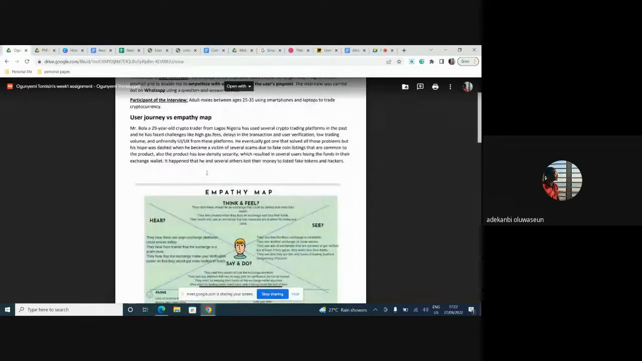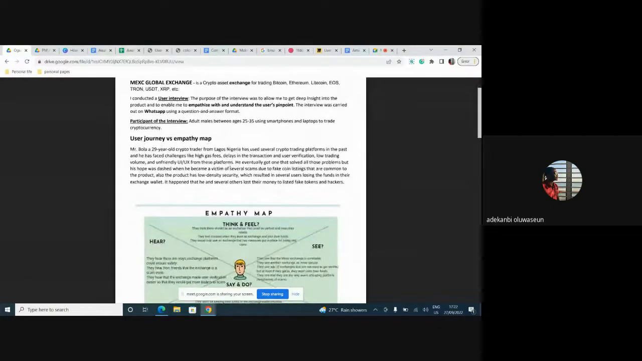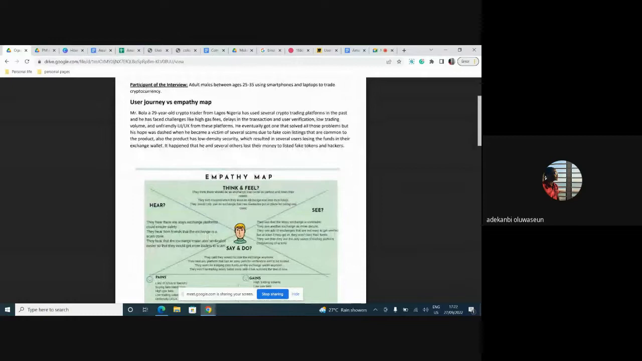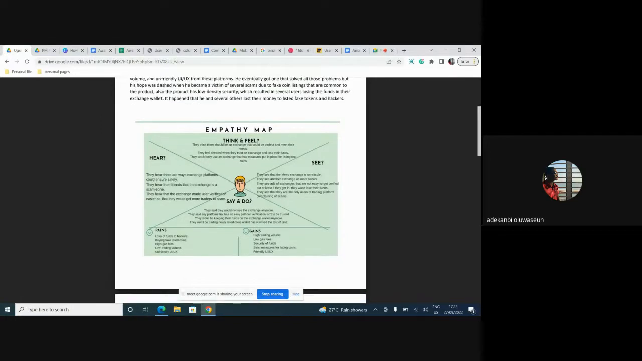Then this is another person. This is another person also. She conducted a user interview. She gave me the demographics, the age. Then I like this, she gave me the empathy map, right? Told me about who these people are, right? Who are the persona? How do they think? What do they say? What do they see?